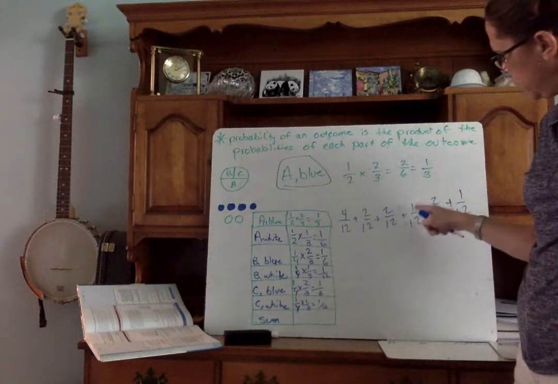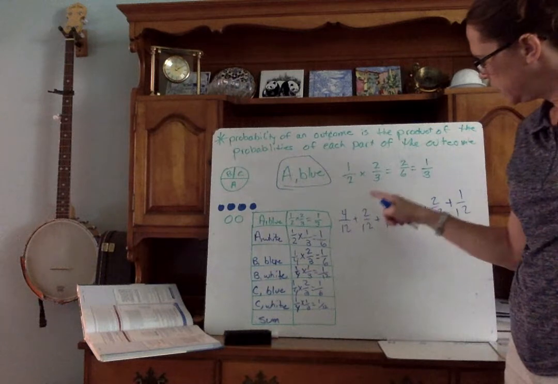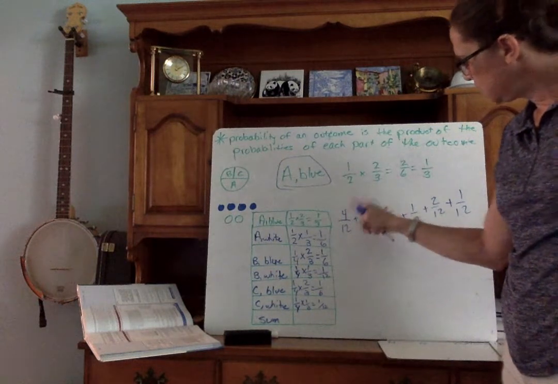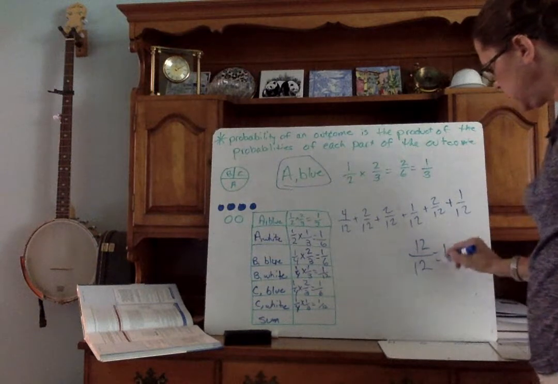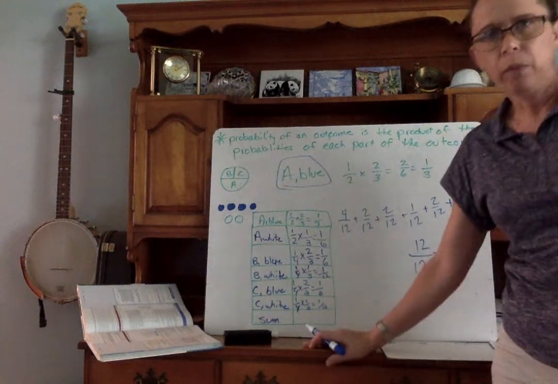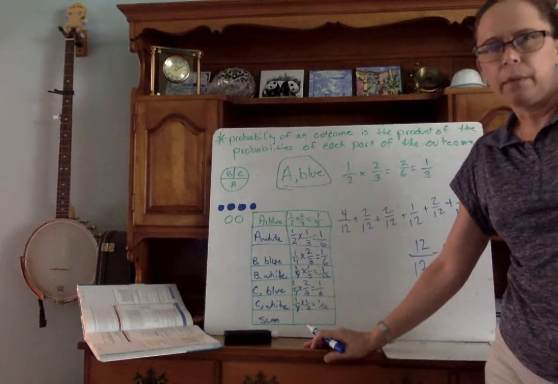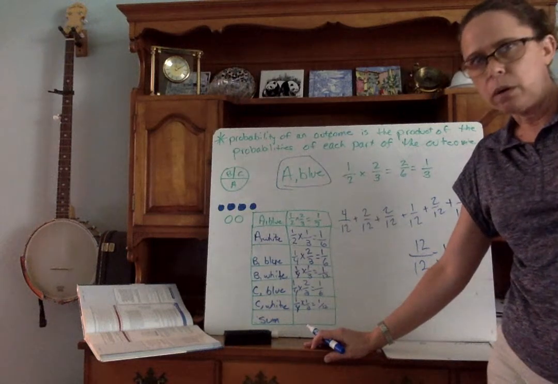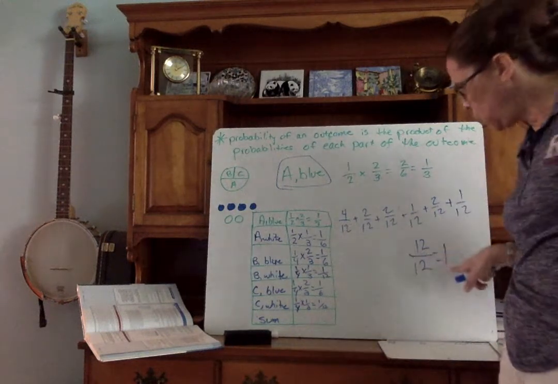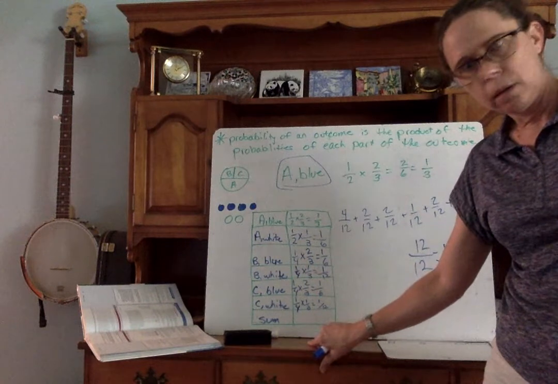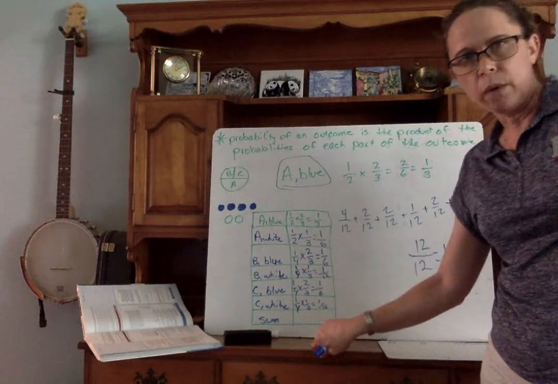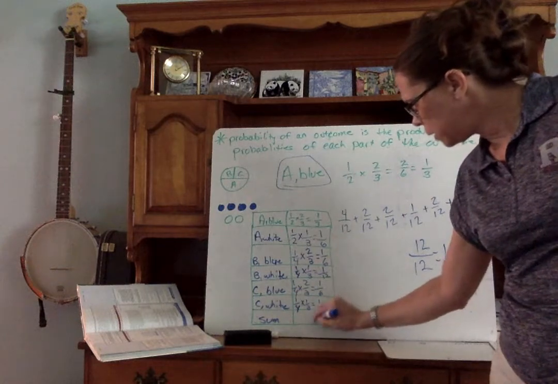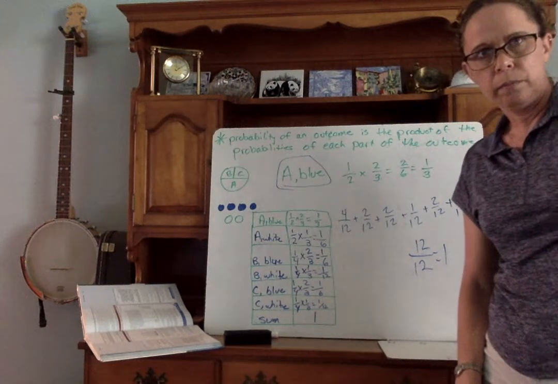1 and 2 makes 3. Another one makes 4, 5, 6, 7, 8, 9, 10, 11, 12. 12 over 12 is equal to 1. So when we add up the probabilities of all of our outcomes, we should get 1. Okay? If you sum all of the possible probabilities, you should get 1. So we should have a 1 in there.